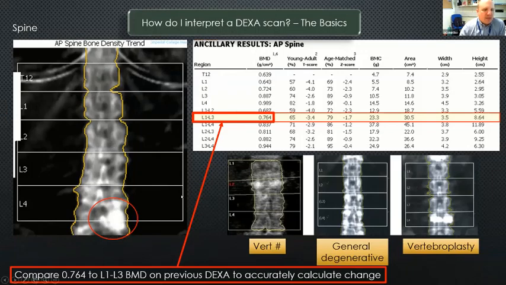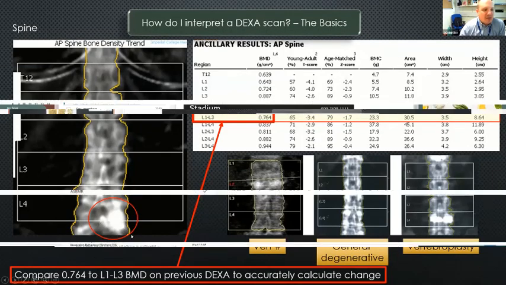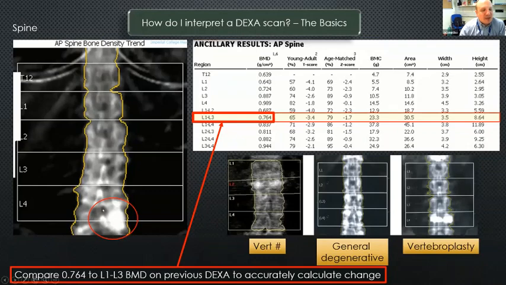Okay, because sometimes a patient may suddenly develop this arthritis in their spine, and then you may say, oh, look, the L2 to L4 is much better now, but it may just be due to new degenerative changes since previous.